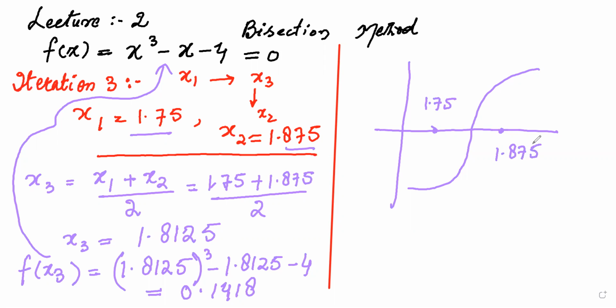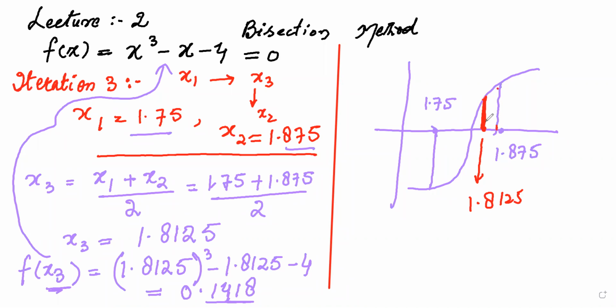And in between two values, I am getting the value of x3 such that f of x3 is positive. So it means x3 will be somewhere here. This value is 1.8125, because at x equal to 1.8125, my f of x is positive. So at x3 my f of x is positive, at x2 my f of x is positive.